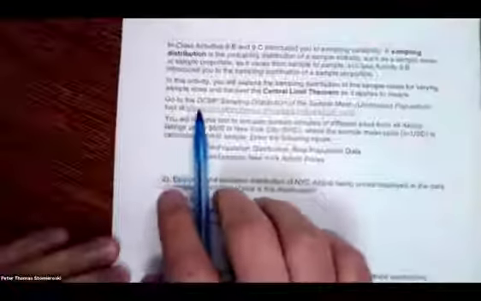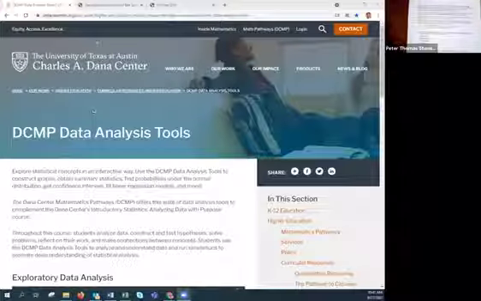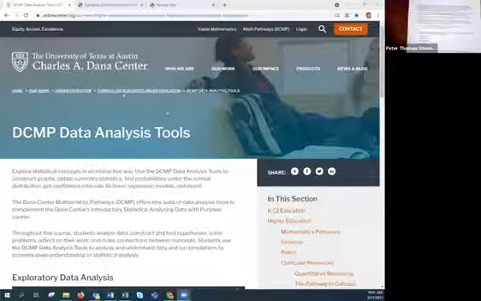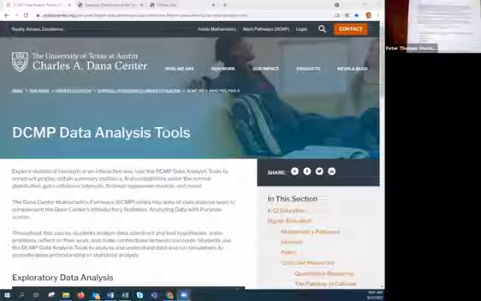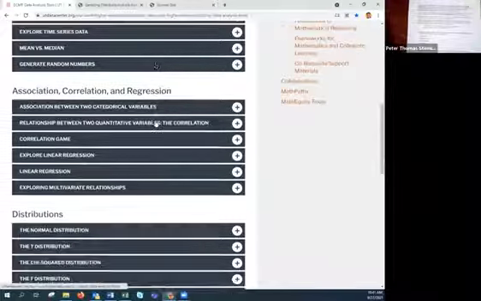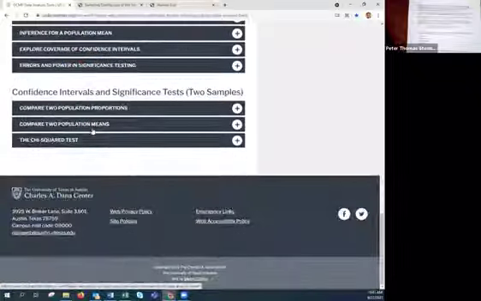So now the activity asks you to go to the data center MP sampling distribution of the sample means continuous population tool at their Shiny apps. So let me switch over to the screen. And again, hopefully you have this bookmarked already. And this is the data analysis tools. This is the clearinghouse site for these tools. So you can see the various different categories.